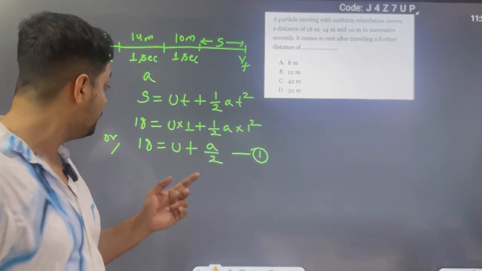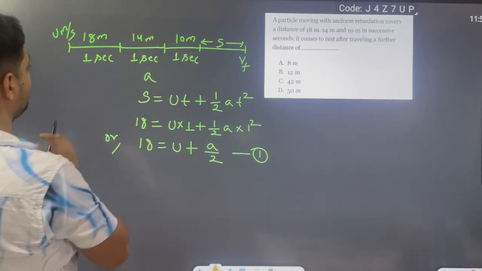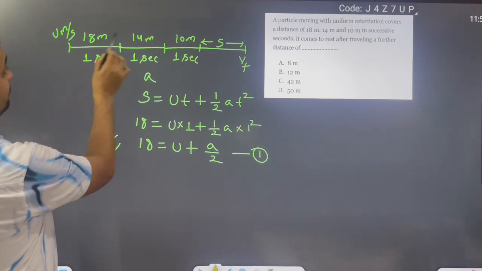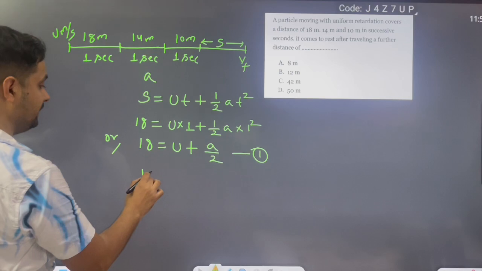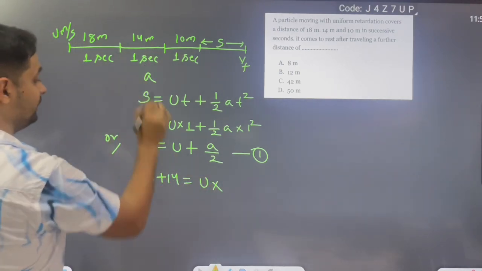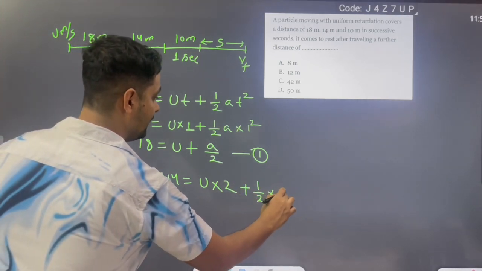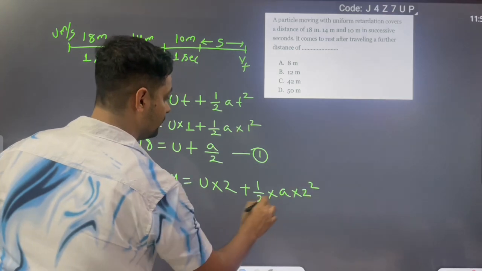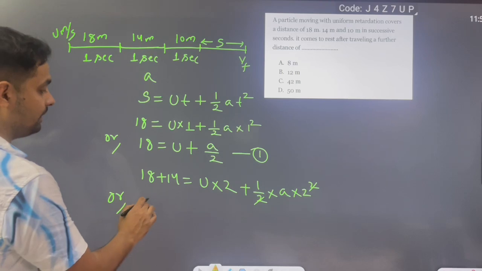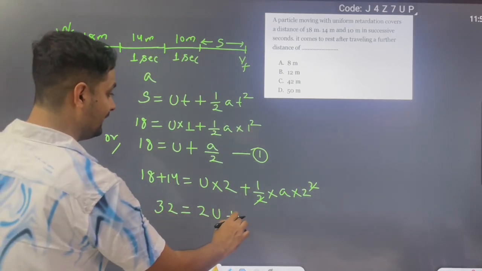Now we need one more equation to find U and A. So we will take the next 1 second, that means the total 2 seconds from the start. The total displacement from the start in 2 seconds is 18 plus 14, that is 32, which equals U times the time duration 1 plus 1, 2 seconds, plus half into A into 2 square. Now this will cancel out, and we can write 32 equals 2U plus A.